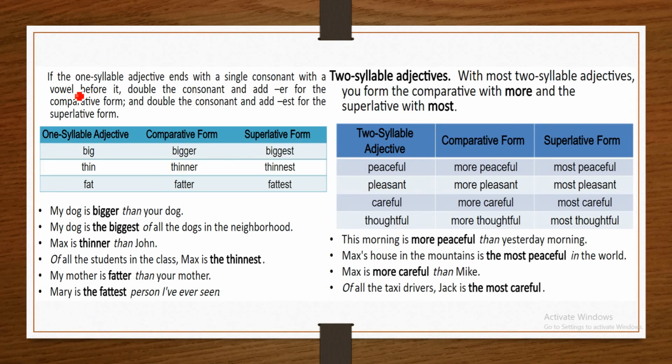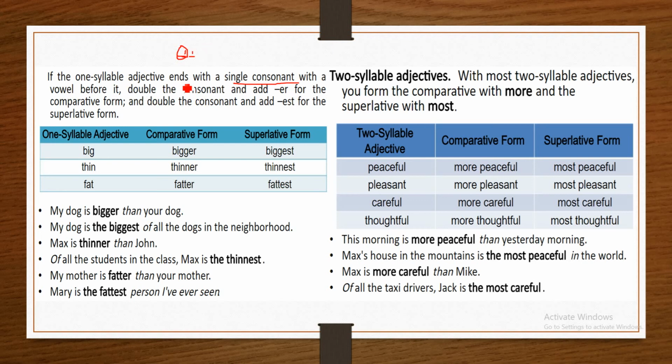Another form: if the one-syllable adjective ends with a single consonant with a vowel before it. It means a vowel and a consonant. Do you remember the vowels? What are the vowels? The vowels are A, O, U, E, I.